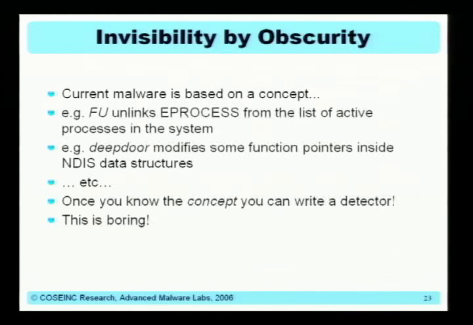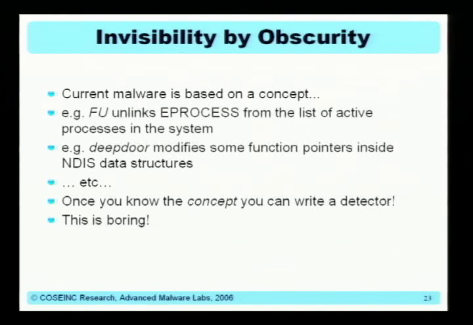But once we know the algorithm, once we know the concept of the rootkit, we can always write a detector. Sometimes we have some problems with the reliability of those detectors for different reasons. But theoretically, once we know the concept, it's trivial to write a detector. For example, DeepDoor, the rootkit that I presented half a year ago, modified some function pointers inside NDIS data structures, but again, it was completely undetectable over time. But once we know which pointers are modified, we can detect it.